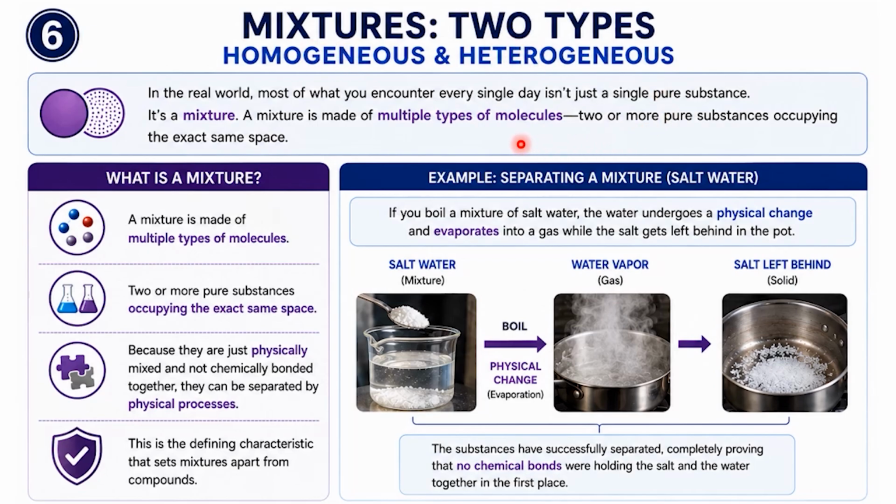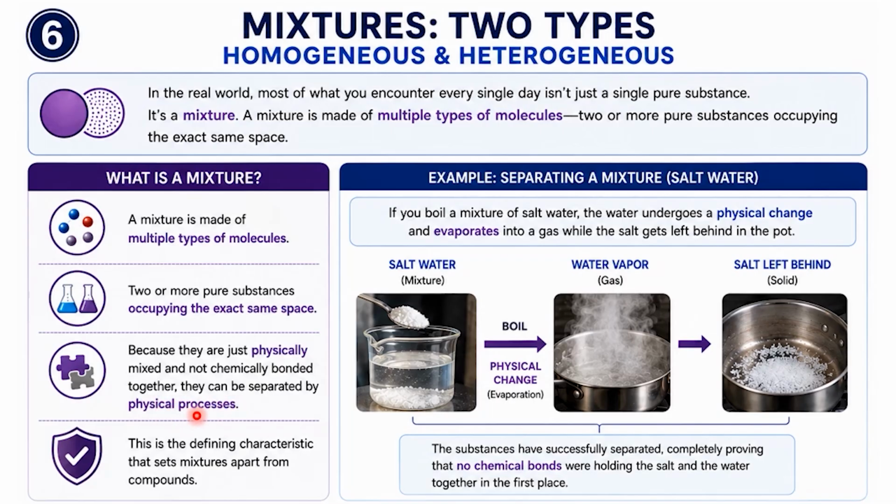Let's look at this final classification category and see what happens when we start physically blending pure substances together in the real world. Because let's be honest, most of what you encounter every single day isn't just a single pure substance, it's a mixture. A mixture is made of multiple types of molecules, two or more pure substances occupying the exact same space. And here is the defining characteristic. Because they are just physically mixed and not chemically bonded together, they can be separated by physical processes.